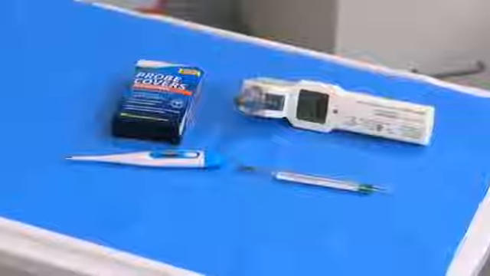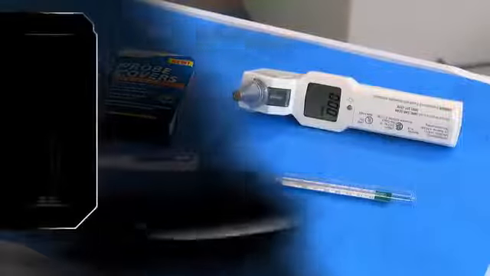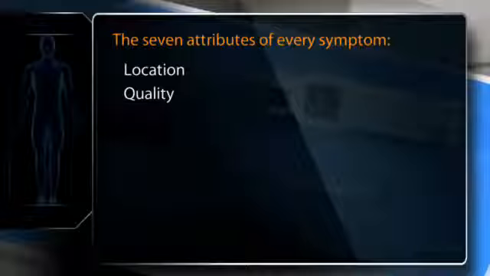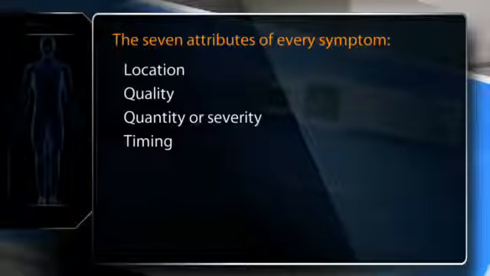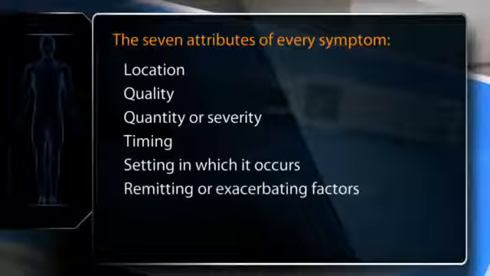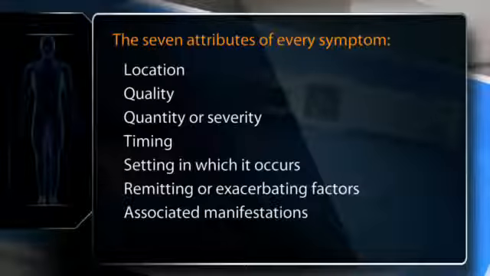Ask about fever if patients have an acute or chronic illness or especially infection. Recall the 7 important attributes of every symptom. These include location, that is, where is it and whether it radiates. Quality, can the patient describe what it is like? Quantity or severity, if there is pain, can the patient rate it on a scale of 1 to 10? Timing, when does it start, how long does it last, and how often does it occur? The setting in which the symptom occurs, that is, environmental factors, personal activities, emotional reactions, or other circumstances that contribute to the pain. Remitting or exacerbating factors. Is there anything that makes it better or worse? And associated manifestations. Has the patient noticed anything else that accompanies it?